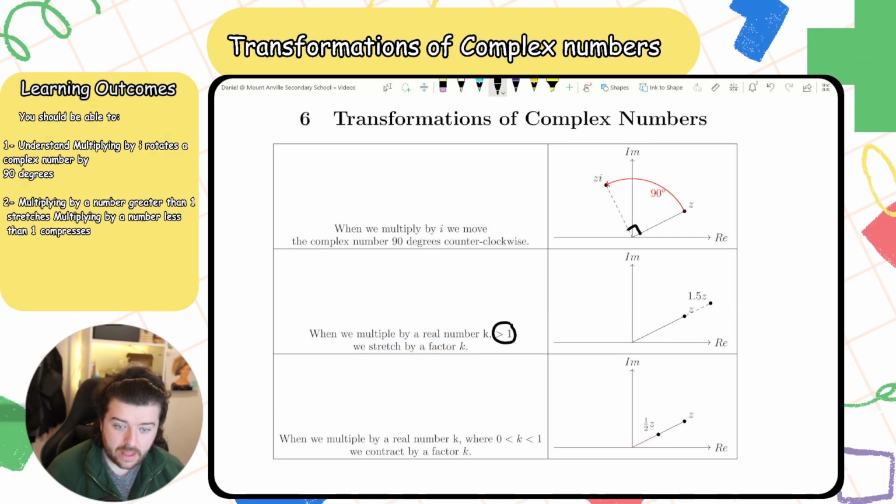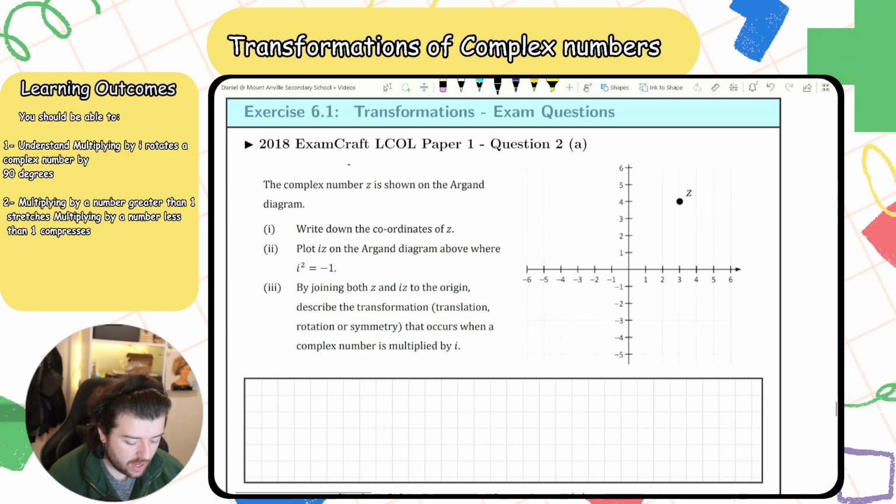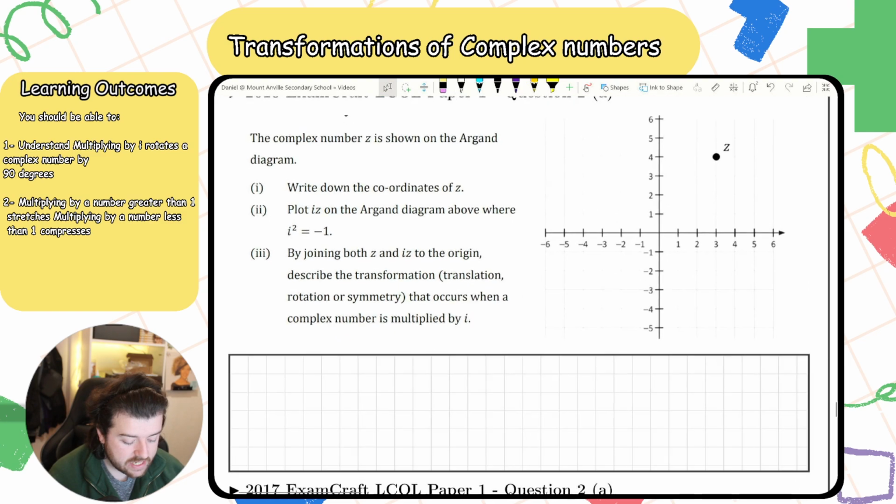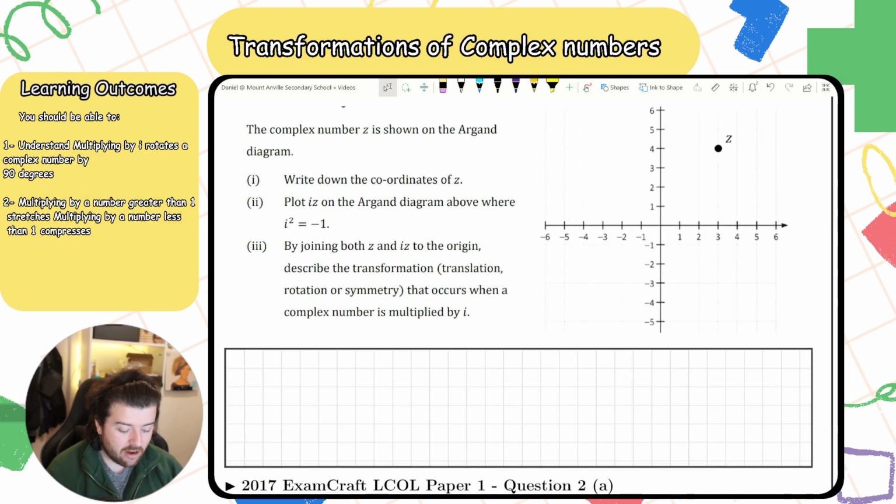So let's go back to the main page now, and let's do some questions. This is from a mock paper. The complex number z is shown on the Argand diagram. Write down the coordinates of z. Well, that is going to be 3, 4i. So z is equal to 3 plus 4i. Plot iz on the Argand diagram above.